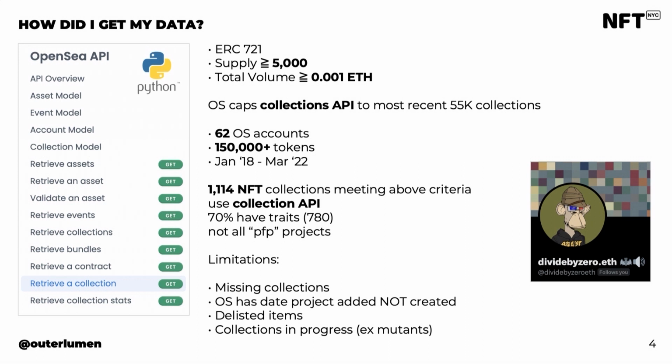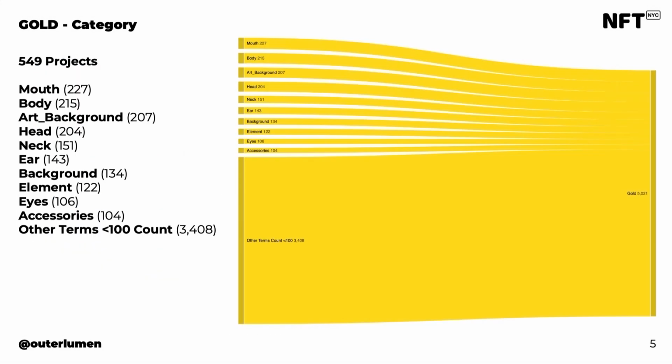And of course, there are collections that are in progress, like Mutants, Pixelvault, Meta Heroes, so those are still dynamic and evolving. So I told you I picked gold, and I had no idea that Doc was going to talk about gold, but I feel like I got the memo.